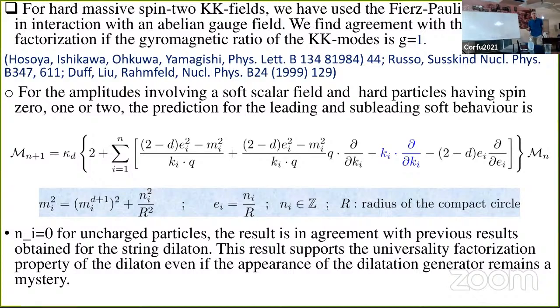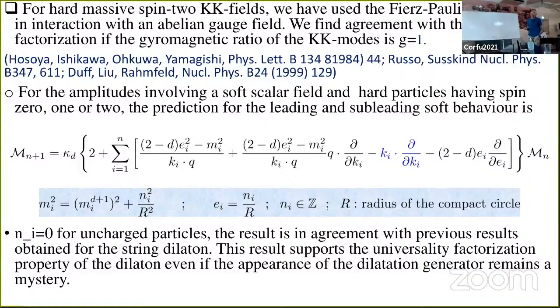Inside this theory, we have computed all the possible diagrams that contribute to that soft factor, and we have found agreement if the gyromagnetic factor of the spin two massive particle is equal to one. We were very surprised because if you open a book, it says that the natural value of the gyromagnetic factor is two, but for this particle it is equal to one. This is not a new result because in the literature there are at least three papers that say essentially the same thing. Okay, this is also the soft theorem for the dilaton, but we don't gain anything.